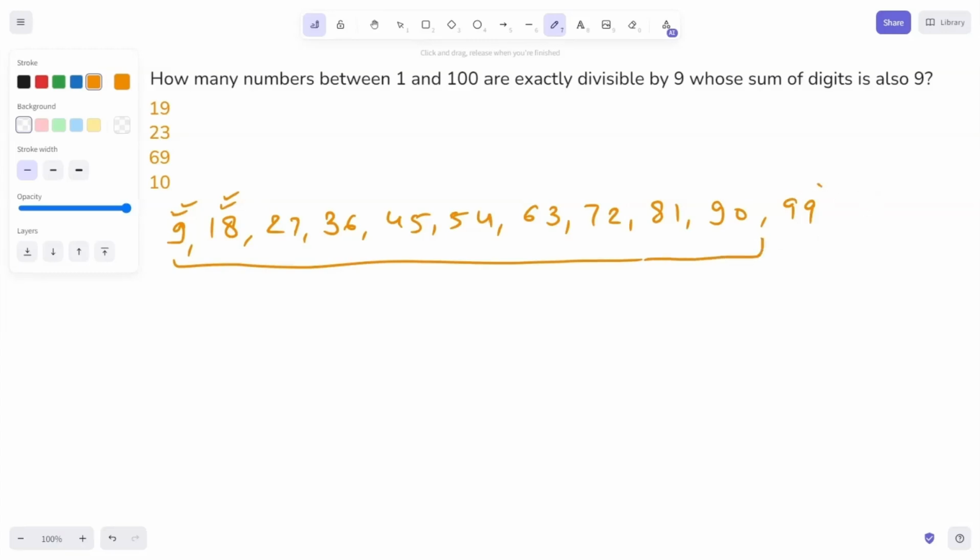But this is the exception. This is a multiple of 9, meaning it is divisible by 9, but the sum of the digits is not 9. So we will cancel this out. We will not count this. Okay, so as we can see, 1, 2, 3, 4, 5, 6, 7, 8, 9, 10. So basically there are 10 numbers which satisfy both properties. Okay, so our fourth option will be the correct option. Thank you.